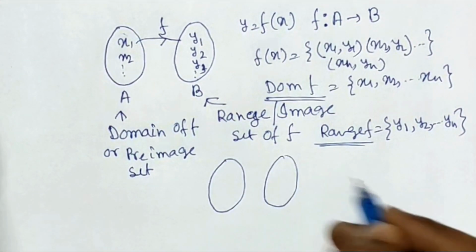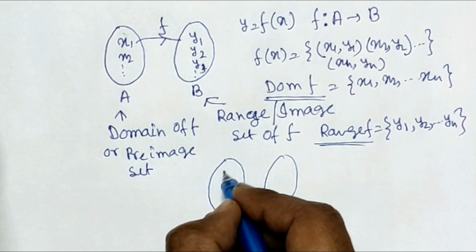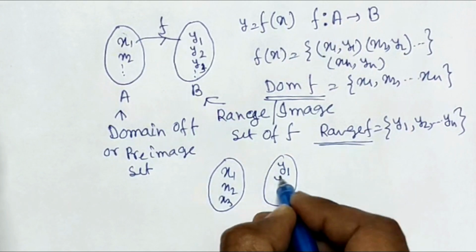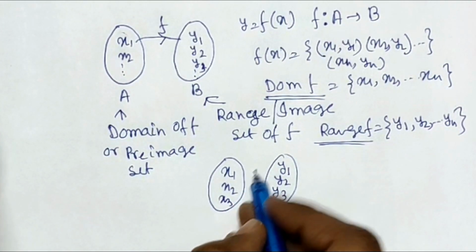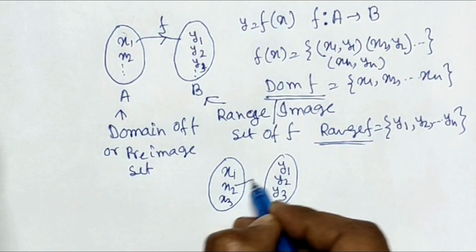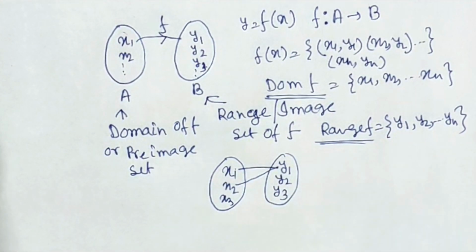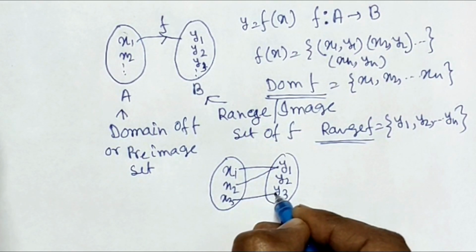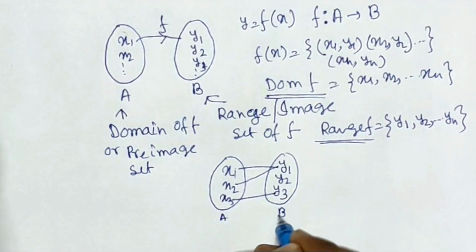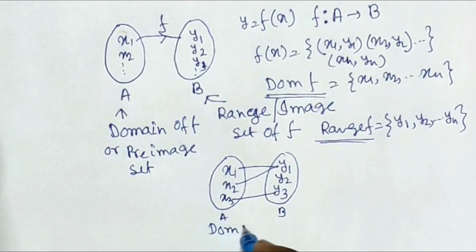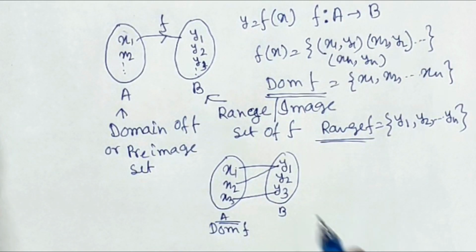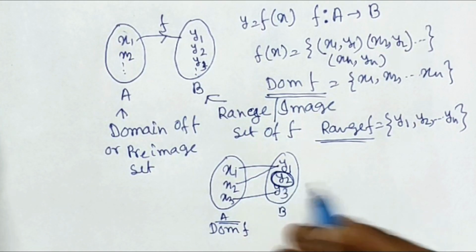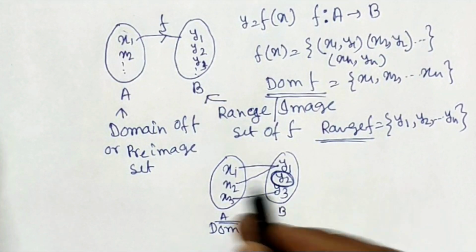You may think about one condition. Suppose there are some points x1, x2, x3, and there are y1, y2, y3 also. Suppose x1 and x2 both are related to y1. This is possible for a function, right? And x3 goes to y3. The domain is the set A. Now what about the element y2? Here y2 is not related to any element of the domain set.